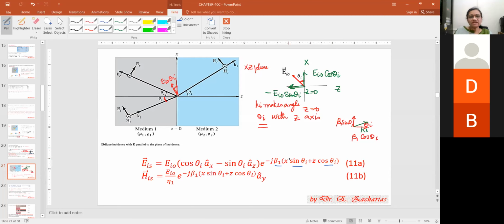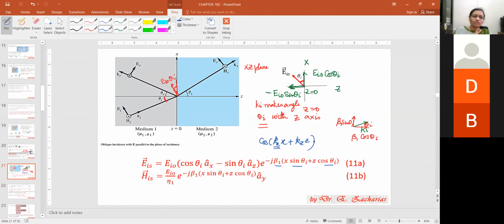Okay, and this x and z are there because kxx plus kzz, that is the general form of the equation. Yes or no? The general form of the equation would be cos of kxx plus kzz, right? So for this kx, I am writing beta 1 sine theta I. Similarly for kz, I am writing beta 1 cos theta I. Clear?